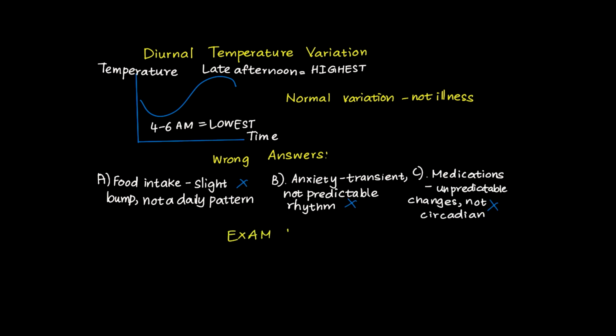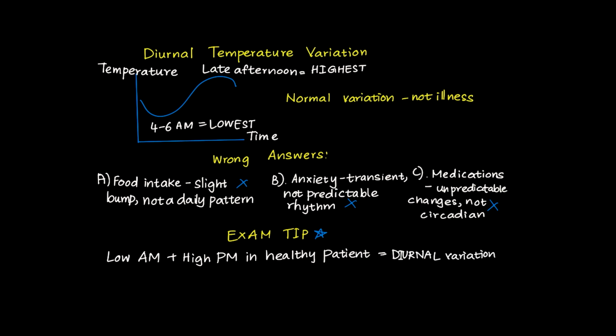Here's a WGU D443 OA exam tip for you. When a question describes lower morning temperature and higher afternoon temperature in a healthy patient, the answer is diurnal variation. Quick recall hook. Diurnal sounds like day. Think of the day cycle. Low in the AM, high in the PM. Your body wakes up cold and warms through the day.